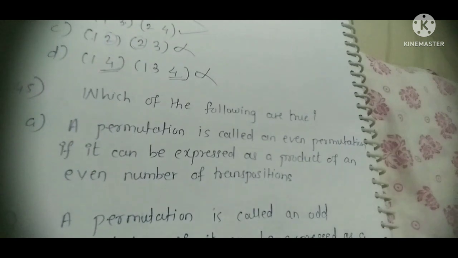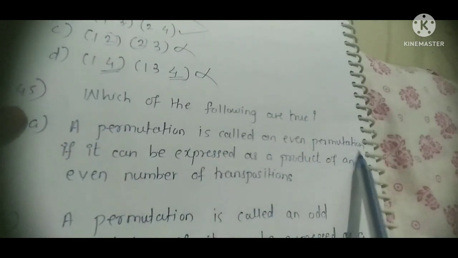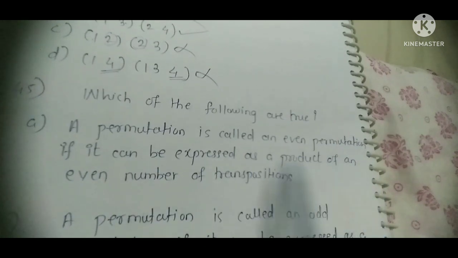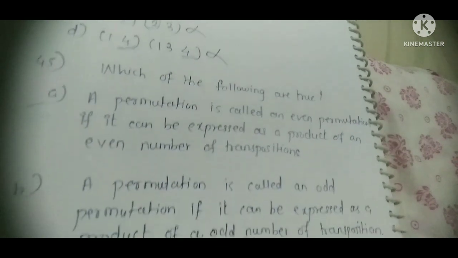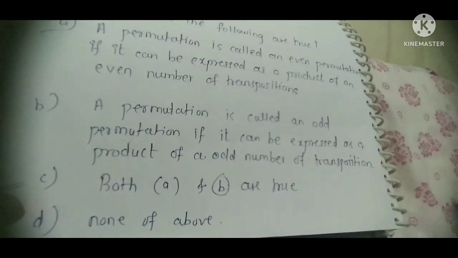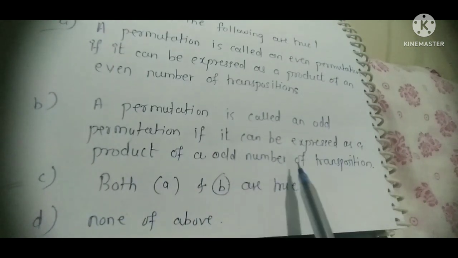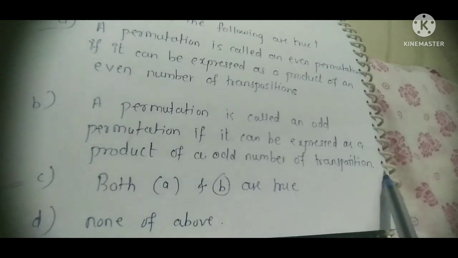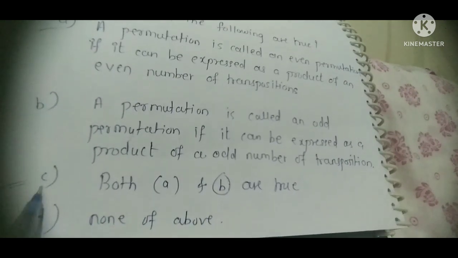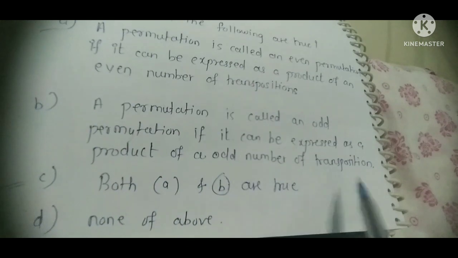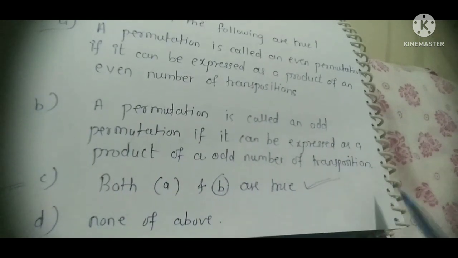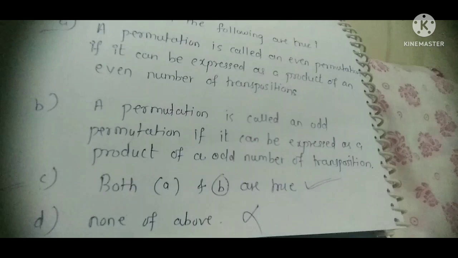Next MCQ: which of the following are true? A permutation is called an even permutation if it can be expressed as a product of an even number of transpositions. This is correct. Option B: a permutation is called an odd permutation if it can be expressed as a product of an odd number of transpositions. Yes, this is also correct. So what is option C? Both A and B are true statements. Yes, so option C is the correct one. None of the others is the wrong option.